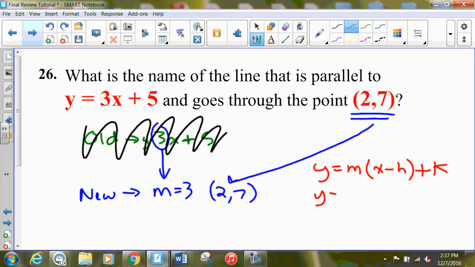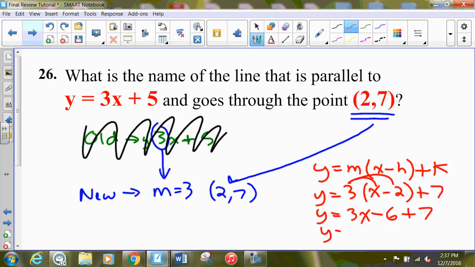So here we go. We're going to plug things in. We're going to distribute. 3 times x is 3x. 3 times -2 is -6. We're going to write the 7. And -6 plus 7 is +1.